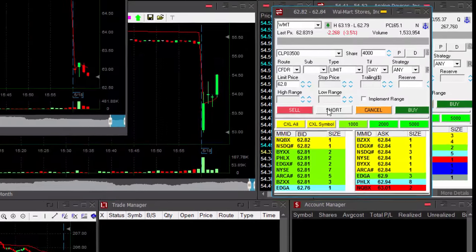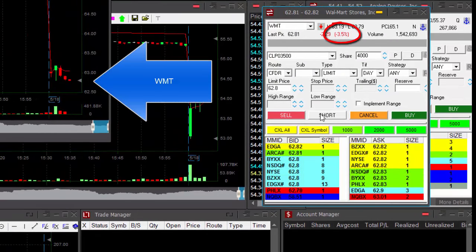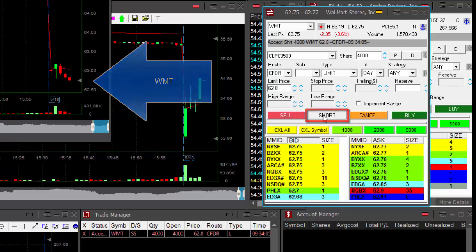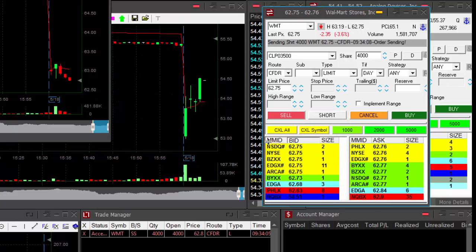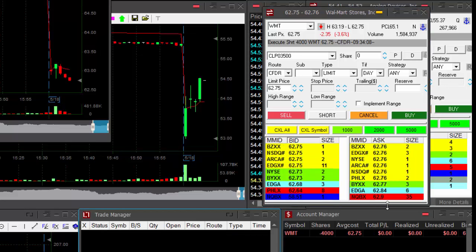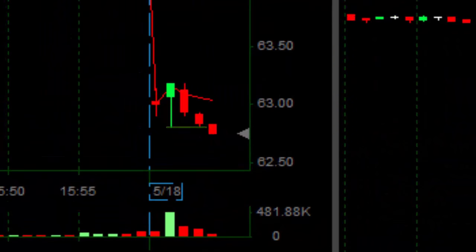Hi traders, Walmart is down today 3.5%, about to short it under the lows. That's 62.79, just okay right now. Ooh, I missed that one. Wrong limit order. Okay, changing. Okay, I'm short now. 4,000 shares in Walmart. Just broke down under the lows.